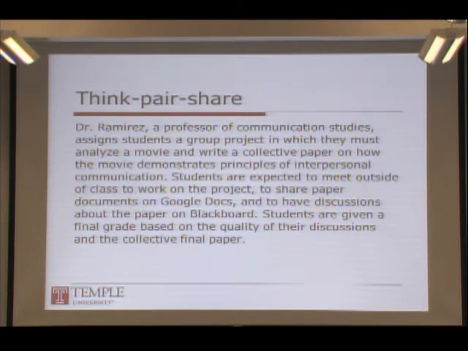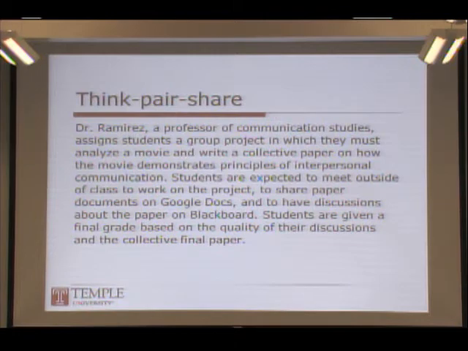I don't think you have Blackboard here. It's an online course delivery system. What's it called here? D2L, so it's like D2L, right? And then students are given a final grade based on the quality of their discussions and the collective final paper. So we'll take a moment to read that.